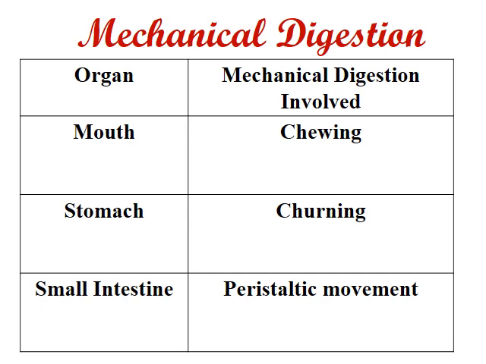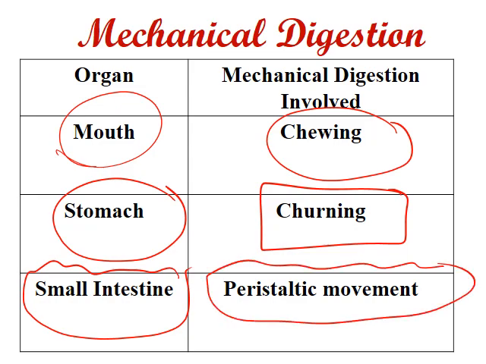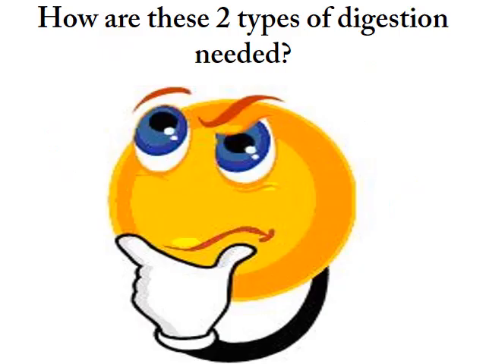Organs where mechanical digestion is involved: in the mouth, we have chewing of food. At the level of the stomach, we have churning. In the small intestine, we have peristaltic movement. Chemical digestion mainly involves the digestion of food with the help of the digestive juices. They break down food into simple nutrients. It occurs in the mouth, in the stomach, and at the level of the small intestine.